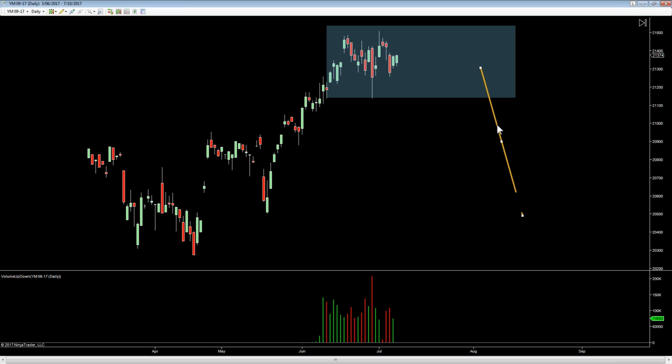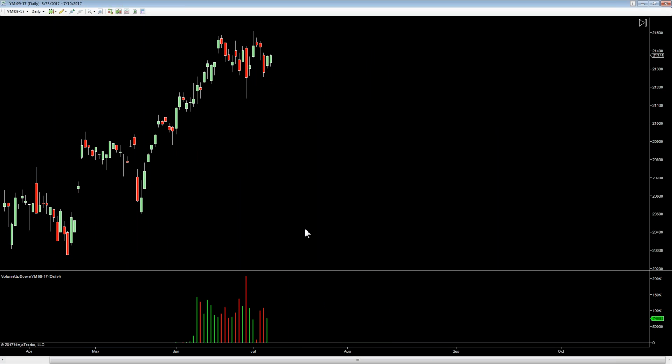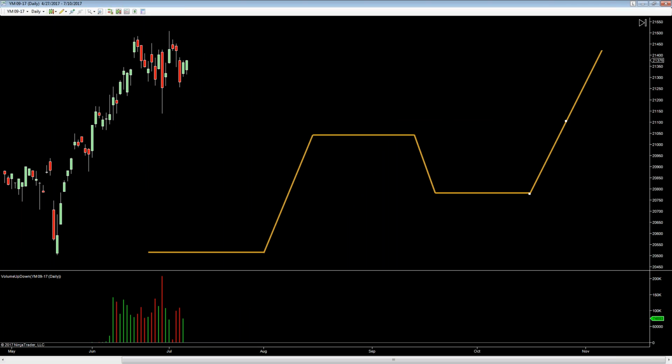Richard Wyckoff, back in the 1930s and 40s, speculated that the market had a life cycle where there was a period of accumulation, and then a period of markup when prices rallied, then a period of distribution and a period of markdown. Now, these legs would not always be equal. Sometimes the markdown period would be like this, and then you'd enter another accumulation phase, and the market would go up, and the whole cycle keeps repeating itself.